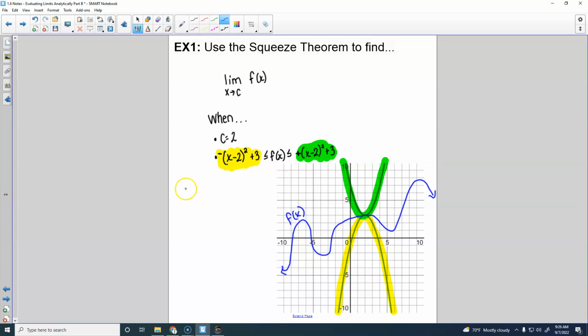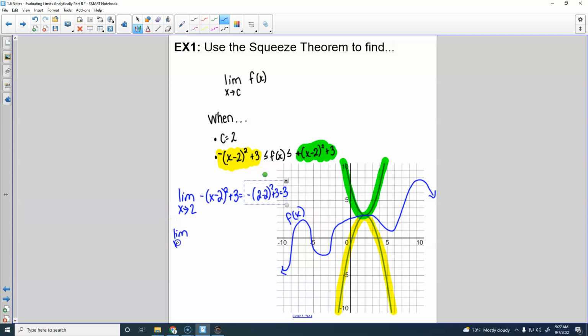So if I find the limit of the bottom graph, limit as x approaches c, here c is 2, so limit as x approaches 2 of negative (x minus 2) squared plus 3. How do I find that limit? Just plug it in. Direct substitution. So negative (2 minus 2) squared plus 3. That is going to give us 3. You can also look from the graph since I've given you a graph here, but you may not always have the graph given to you.